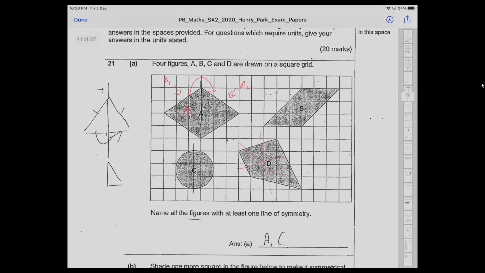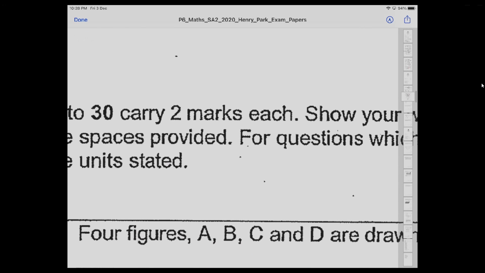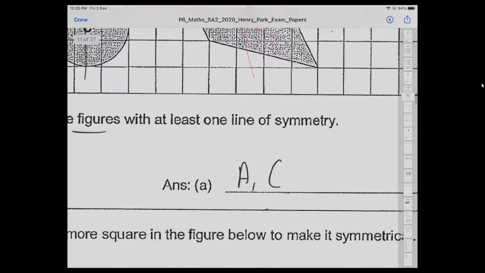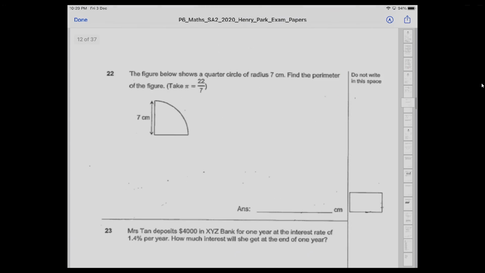And how do you know? How can you further confirm it's A and C? The questions carry 2 marks each, right? And what do we have? We have 2 answers, right? 2 answers, 2 marks, makes sense. Let me go back.